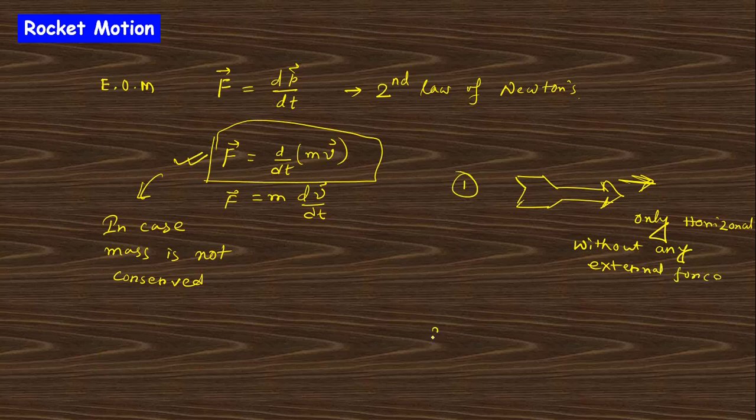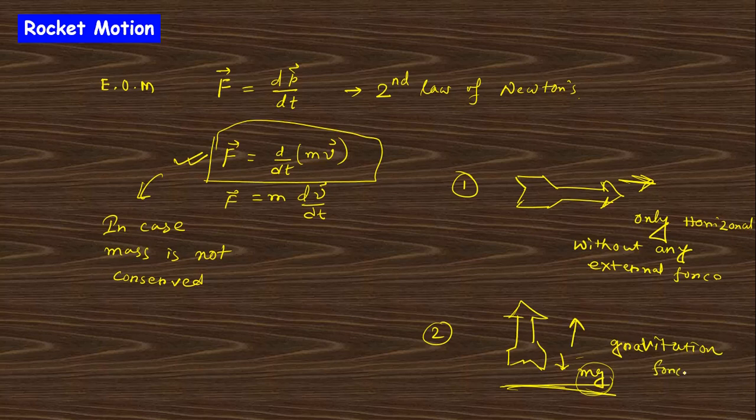And number 2 is the vertical motion, when the rocket is launched vertically. Here you must consider an external force, obviously mg, acting toward the ground due to gravity. Here the external force exerted is only the gravitational force. We will discuss both of these cases.